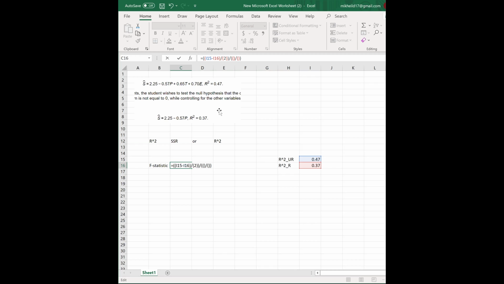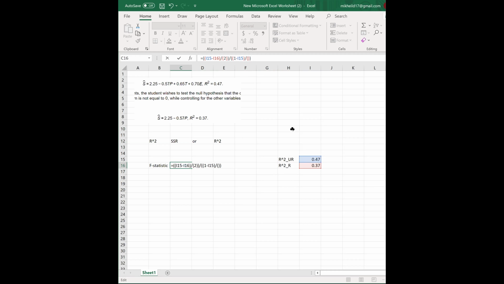Oh yeah. Wait, can we finish the formula though? I understand the unrestricted and restricted parts. And then in the denominator we have what? 1 minus R squared unrestricted, which is this, divided by what?